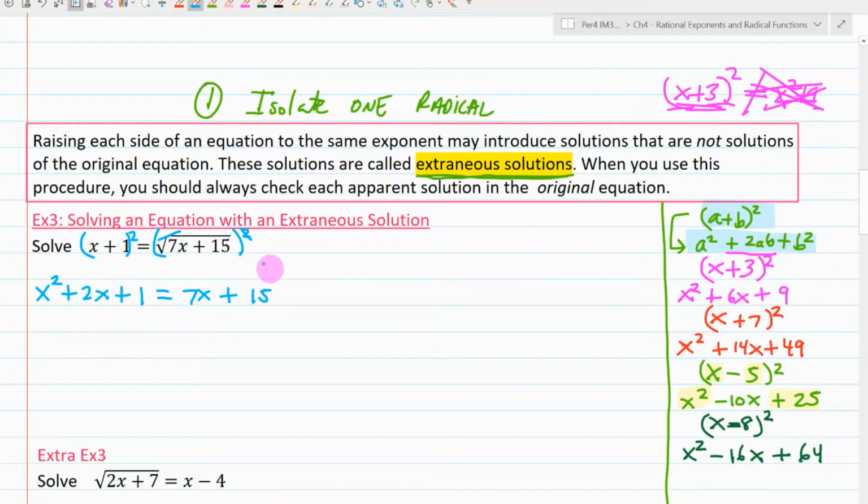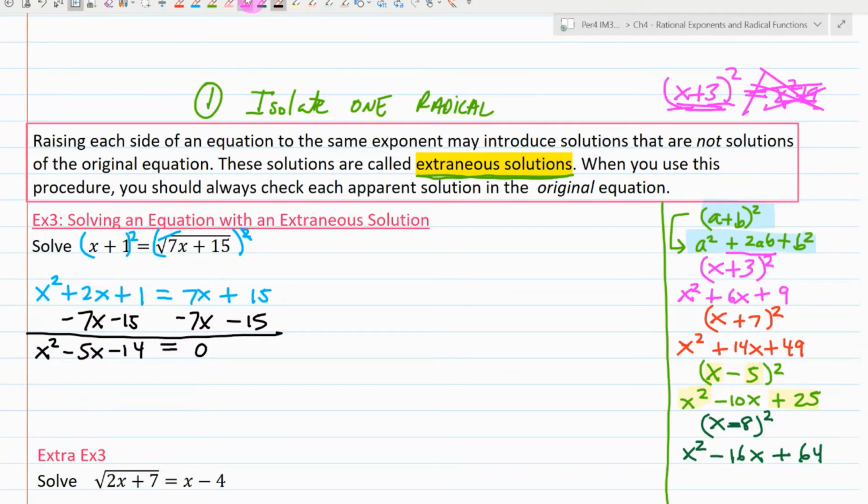Now, because we have an x squared equation, we have to set this equal to 0. So we have to subtract 7x, and we have to subtract 15. Make sure to leave the equal sign wherever the equal sign is. So x squared minus 5x minus 14 is equal to 0. Now we can factor this. Because we have a 1x squared, we can factor this in one step. Don't forget you still have an equals 0.